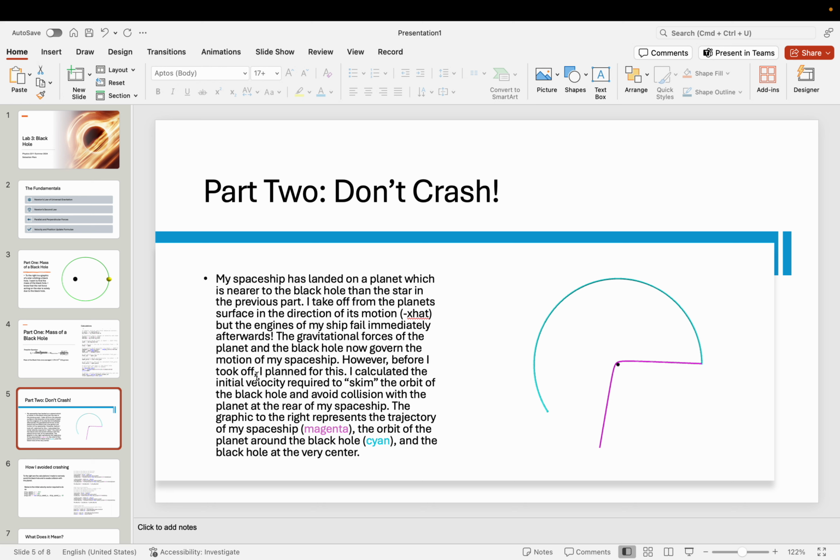However, before I took off, I planned for this. I calculated the initial velocity required to skim the orbit of the black hole and avoid collision with the planet at the rear of my spaceship. The graphic to the right represents the trajectory of my spaceship, which is in magenta, the orbit of the planet around the black hole, which is in cyan, and the black hole at the very center. It's small, but it's right here.